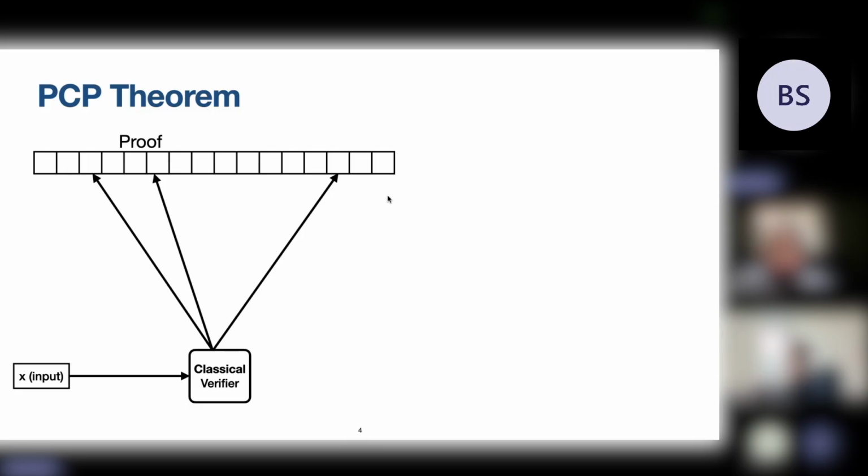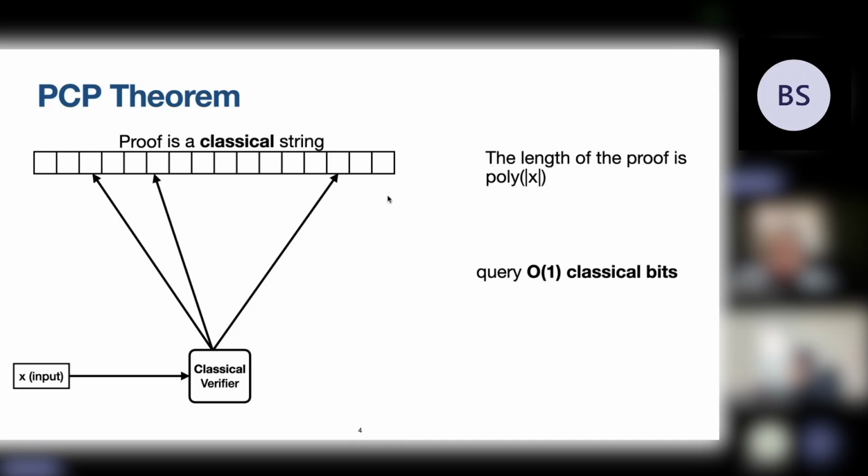First, you have the PCP theorem, which says: given a classical input X, a classical verifier wants to decide whether X is in an NP language or not, and he has access to a classical proof. The length of the proof is polynomial, and he queries classical bits, I mean a classical query to these bits, because later we'll talk about quantum queries, to decide whether it's an NP language.